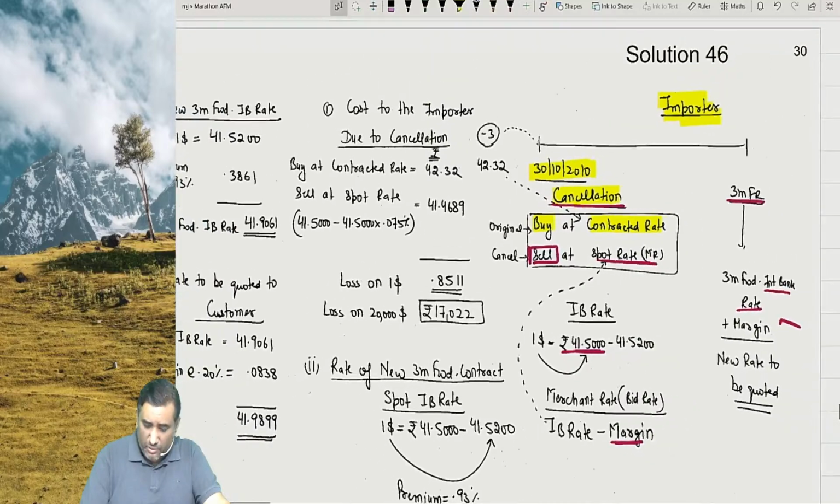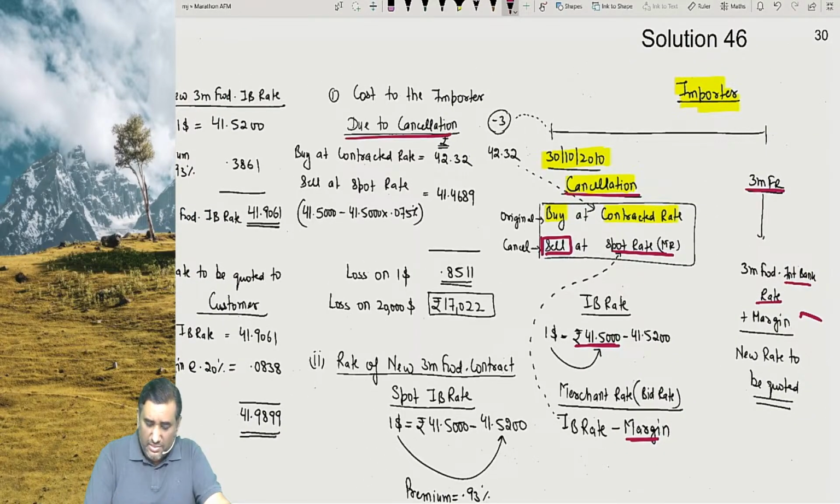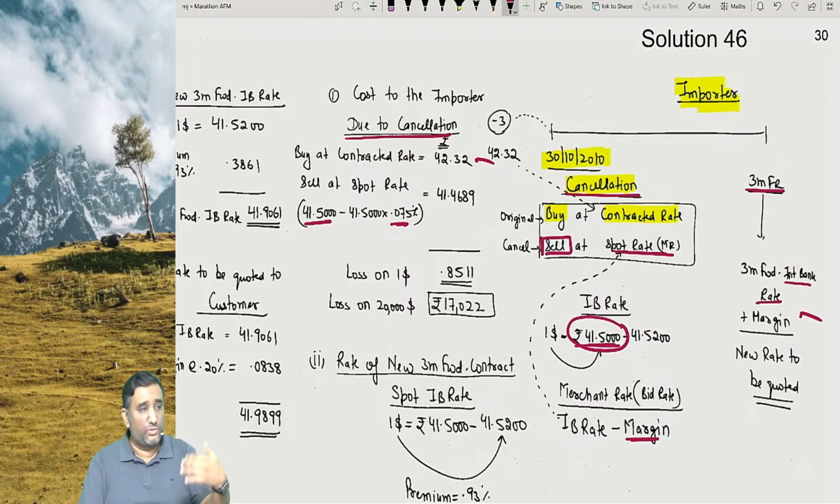Now cost to the importer, when we look at this, it's due to cancellation: buy at contracted rate, sell at spot rate, 41.5000, that was the interbank rate minus the margin. Sir, why are we applying the buying margin? The buying and selling rates are from whose point of view? Bank. So do not get confused in that buying selling, because we use the language customer, but since quotations are from the bank's point of view, buying selling margin is also from the banker's point of view accordingly. So it's 41.4689, the loss comes 0.8511, loss on 20,000 will come 17,022.